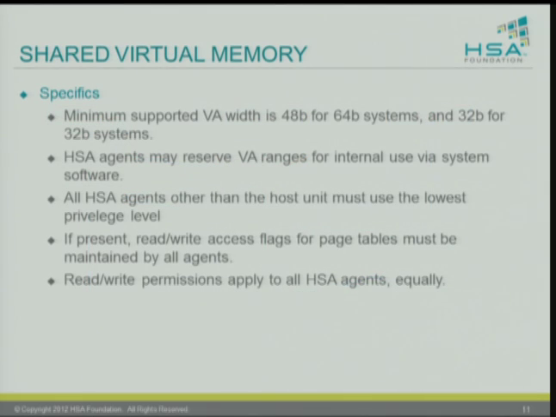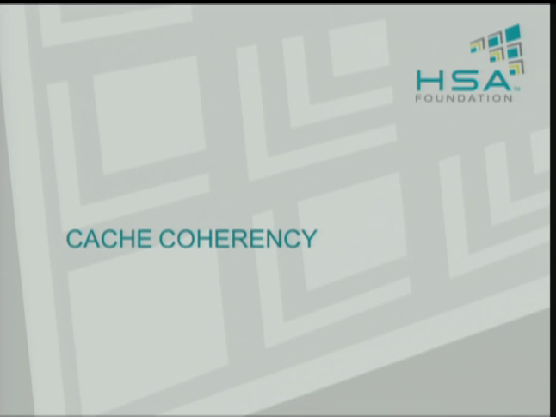Some more specifics about the HSA shared virtual memory requirement: the minimum VA width is 48 bits for a 64-bit system, and it's 32 bits for a 32-bit system. HSA agents can reserve VA ranges for their internal use. All HSA agents, other than the host, must use the lowest privilege level. And you have to follow the same semantics, so everybody has to follow the same read, write semantics. Okay, so that was shared virtual memory. Remember I talked about 4 things. Well, now we're on to the second, cache coherency.